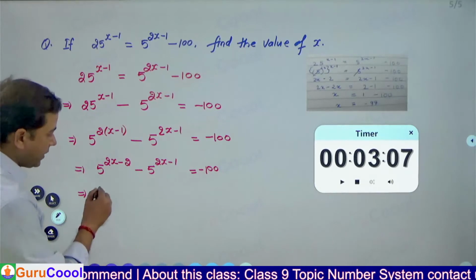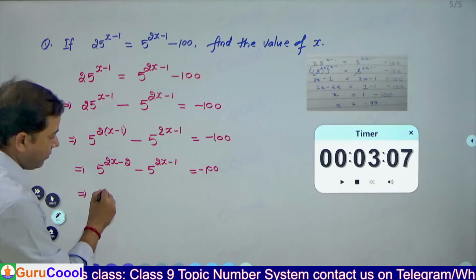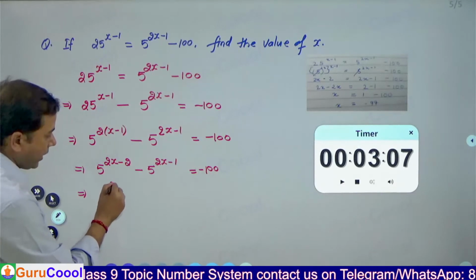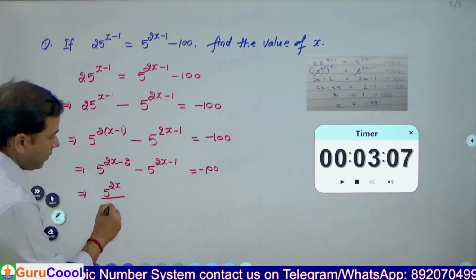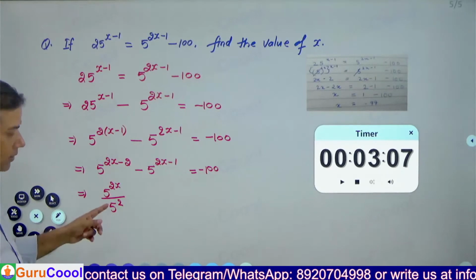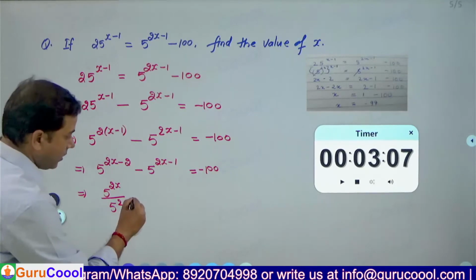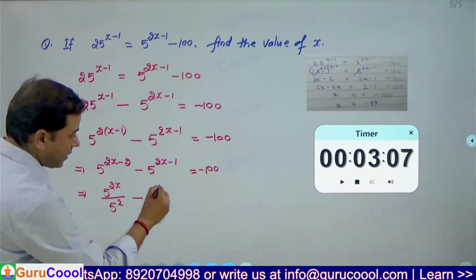That is a very useful situation, a favorable condition. What we do is like this. 5 raised to the power 2x divided by 5 square. Is there any problem? Can we write the first term like this? Yes. The second term, can we write like this?